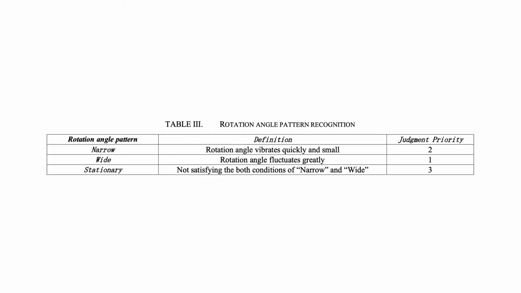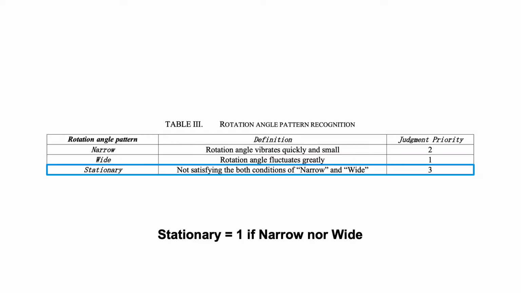Table 3 shows the rotation angle pattern classification. We determined the rotation states to be narrow, wide, or stationary. Firstly, we judge the state as wide if the rotation angle fluctuates greatly. Secondly, the state is set to narrow if the rotation angle vibrates quickly or a small amount. Finally, a state that does not satisfy the conditions of wide and narrow is determined as stationary. This means a non-picking state, in which the player is not moving their wrist in a picking motion.